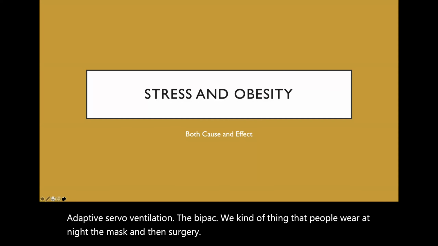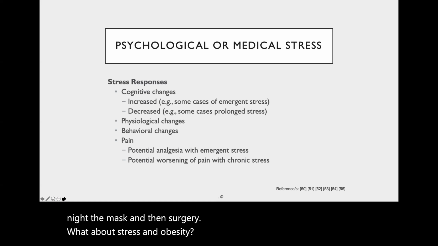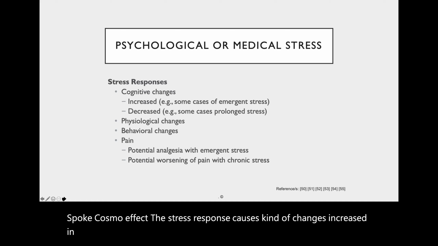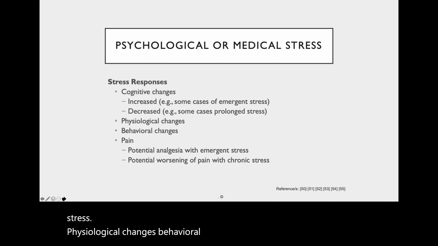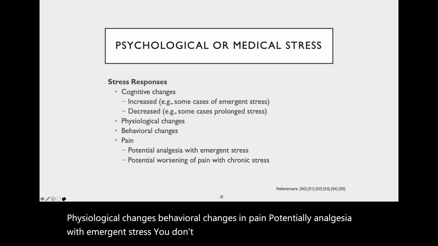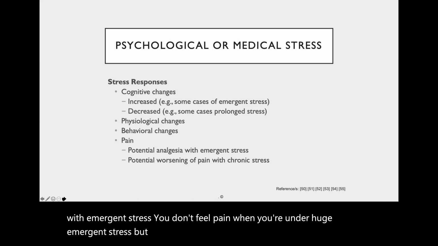What about stress and obesity? Both cause and effect. The stress response causes cognitive changes, increased in some cases of emergent stress or decreased in some cases of prolonged stress. Physiological changes, behavioral changes, and pain. Potential analgesia with emergent stress. You don't feel pain when you're under huge emergent stress, but then it worsens with chronic stress. You're more sensitive to pain.